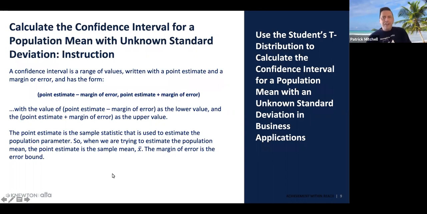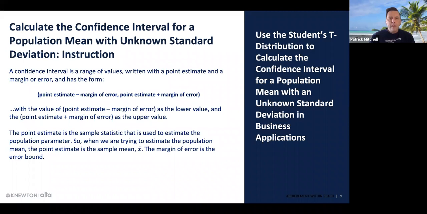Okay, so now for the interesting part. To write a confidence interval, remember a confidence interval is a range of values written with a point estimate and a margin of error. So just like in the last section, the confidence interval is going to have this form. You're going to start with your point estimate, subtract the margin of error, and then add the margin of error, and those would be the lower and upper limits of your interval.